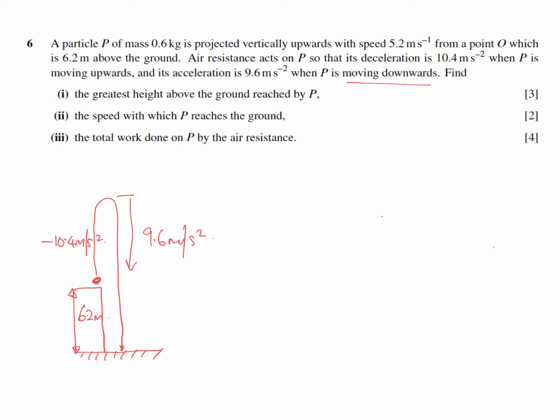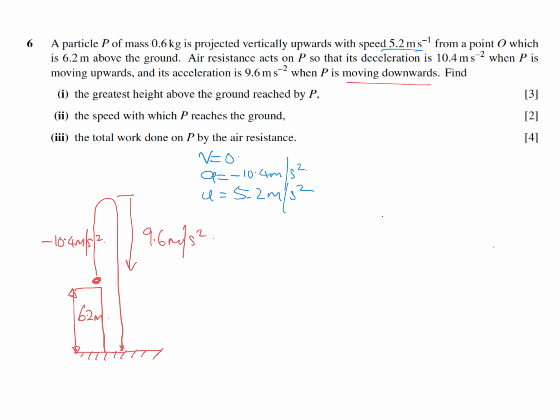Okay, greatest height. The greatest height that a particle can reach is until the velocity becomes zero, because if it goes up, there's gravity acting, pushing it to go downward. So at some point it has to decelerate, at some point it has to stop. So when it stops, the velocity is zero. So a is negative 10.4 meters per second squared, u is given as 5.2, and we have to find the height that it has reached.